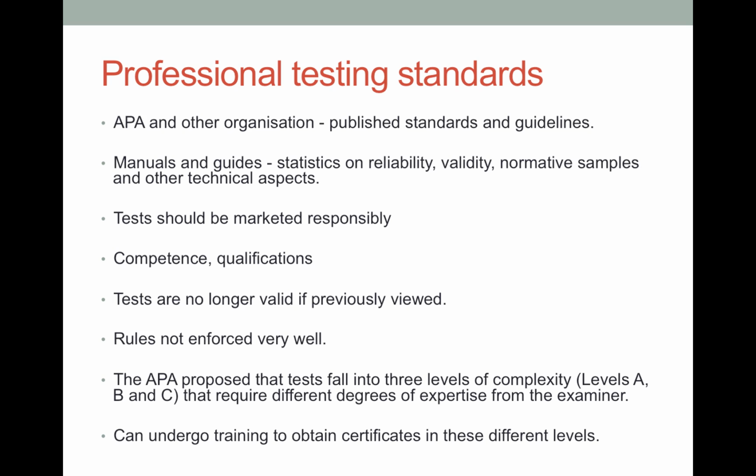The APA and other organisations have published standards and guidelines that relate to test publication. Manuals and guides should contain statistics on reliability analysis, validity studies, normative samples and other technical aspects. Tests should be marketed responsibly, in other words, a balanced presentation of the instrument that is not entirely one-sided. Commercial publishers will take into account the competence of the test user. Only qualified test users can purchase certain tests. People might be unequipped to administer the tests and interpret results.